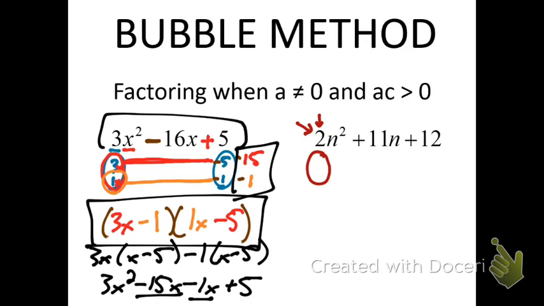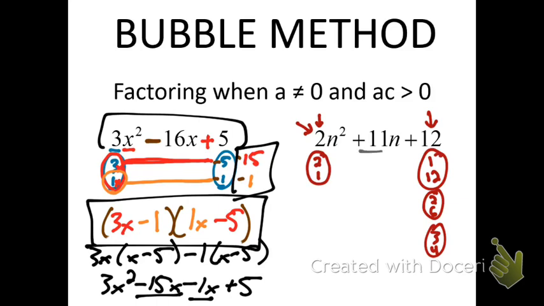The factors of 2 are 2 and 1. The factors of 12 are 1 and 12, 2 and 6, 3 and 4. All right, so this makes it a little bit more difficult when you have a composite number right here. Prime numbers are easy to work with, like they were over here, only one bubble each. Now we have work to do.